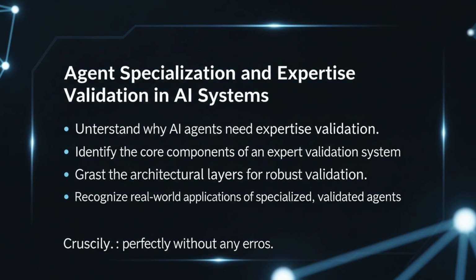By the end of this lesson, you will be able to understand why AI agents need expertise validation, moving past simple confidence scores. You'll also be able to identify the core components of an expert validation system, recognizing the building blocks that make these intelligent agents truly reliable. Furthermore, you'll grasp the architectural layers for robust validation, seeing how different checks combine to form a resilient system. And finally, you'll be able to recognize real-world applications of specialized validated agents, understanding their practical impact in critical domains.